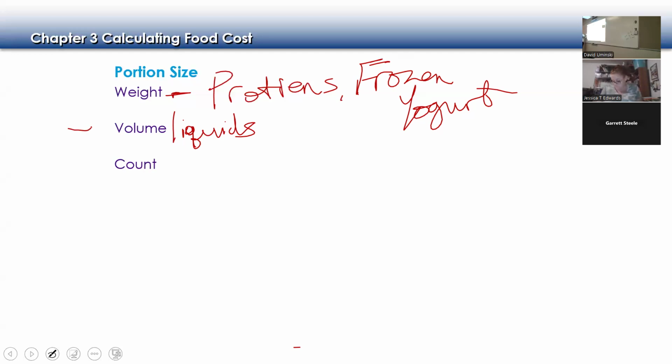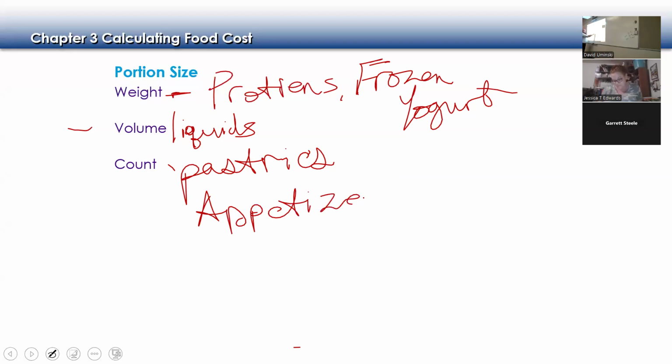Okay, and then count. What else is done by count? Give me some examples of things that are done by count. Pastries. Pastries, good. What else? Appetizers, right? You're gonna get 5 mozzarella sticks or 4 slices of a quesadilla or 6 shrimp for their shrimp cocktail. So that's all done by count. We can control that by the count. Okay.